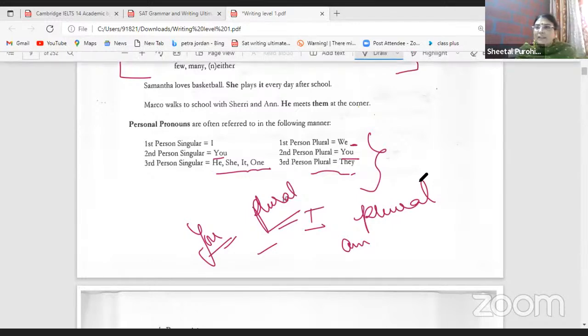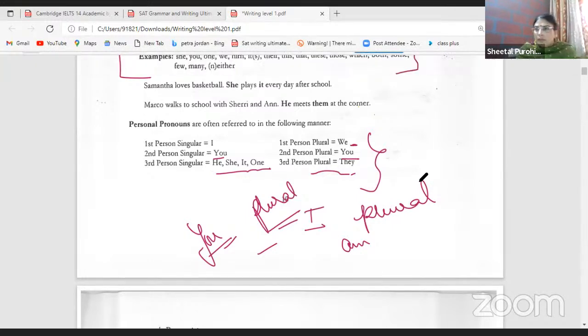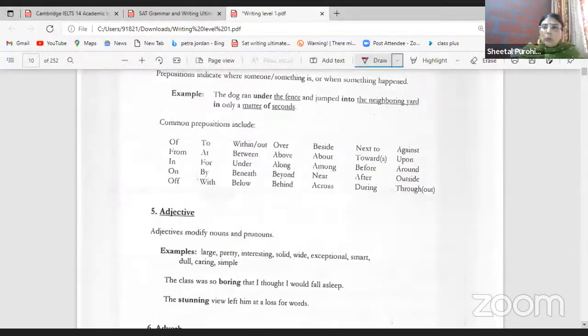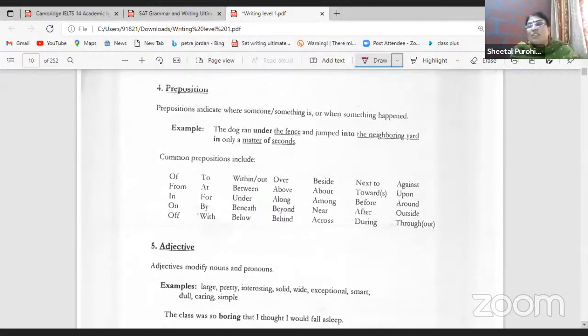Everybody has written. Shall we move further now? Okay. Now prepositions. I told you in the first slide itself, the prepositions are very important. They help us to know the connectivity between two nouns and pronouns, how they are related. It talks about what happened to someone or something and when it happened. It indicates where someone or something is or when something has happened.